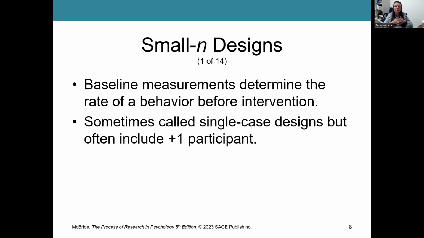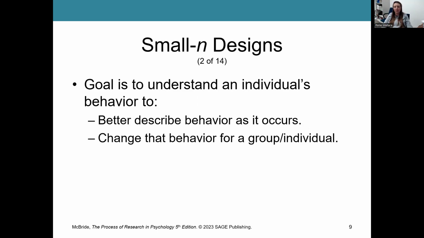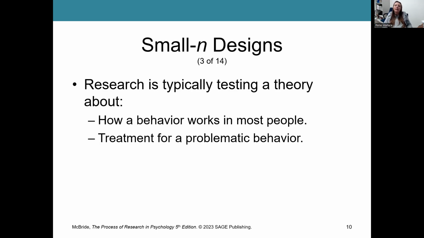But you might have a single case design. You might be looking at this individual and it's just an N of 1. And so maybe you have this baseline measurement. You did all these tests and assessments on this individual, you did this intervention, and then you're going to give them some other tests. That would mean your goal is probably to describe this really specific behavior and how it occurs, and then change that behavior for that individual or maybe a really small group of people that you're helping treat. Research is typically testing a theory about how certain behaviors work in most people, or treatment for a problematic behavior. If you have a small N experiment that you're working on, it's probably one of those two questions.